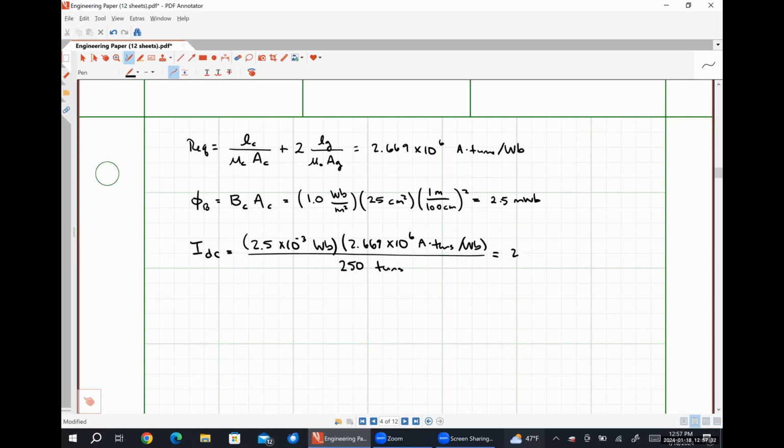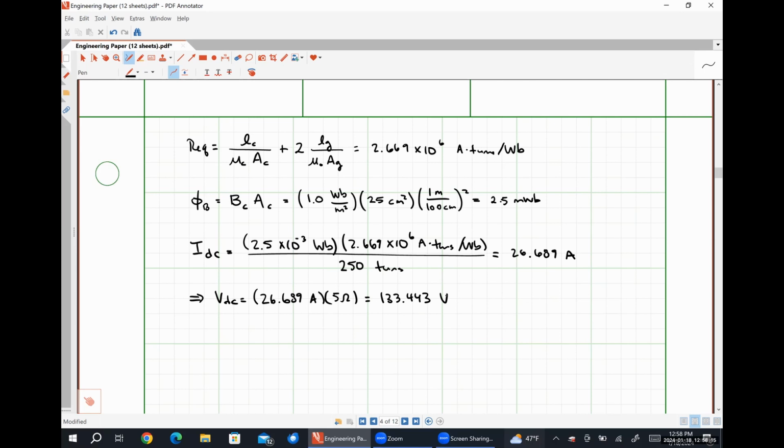And this gives us 26.689 amps. And therefore, our DC voltage is 26.689 amps times 5 ohms, which comes out to be 133.443 volts. So it requires us to apply 133 and some change volts in order to establish a magnetic flux density of 1 Tesla in our core and air gap respectively.